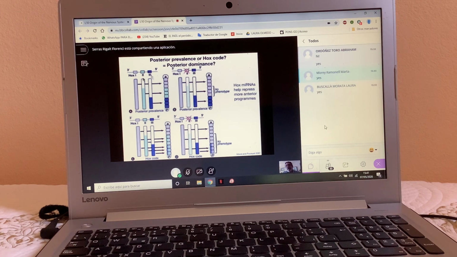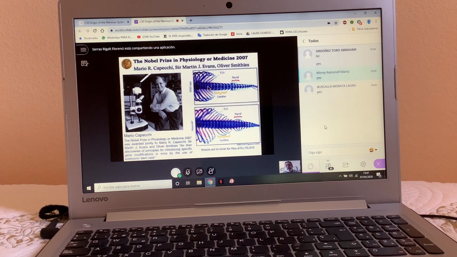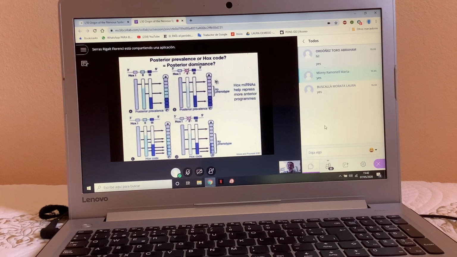And that demonstrates that this model here, which is called the posterior prevalence, which means that the more posterior genes prevail their phenotype over other ones. And it has been demonstrated that this is true. And this is what Mario Capecchi, this Nobel Prize winner, found, that mutations in those segments here in genes, in three genes, he had to delete all three genes, resulted in a phenotype that was more anterior to the one, which is exactly this model here. That's the way the Hox genes are working.